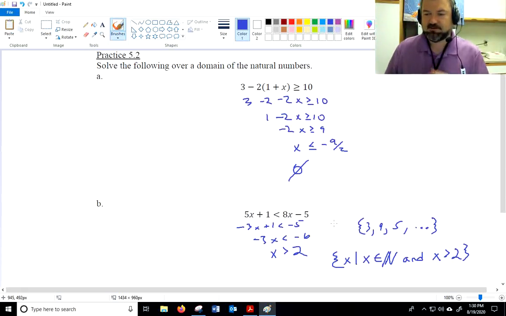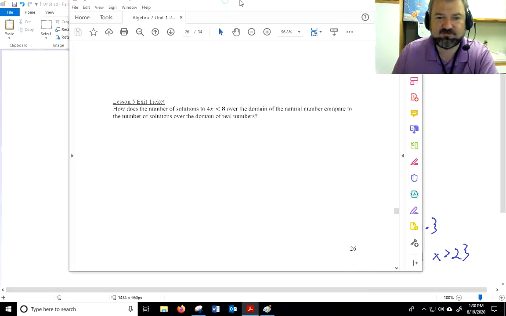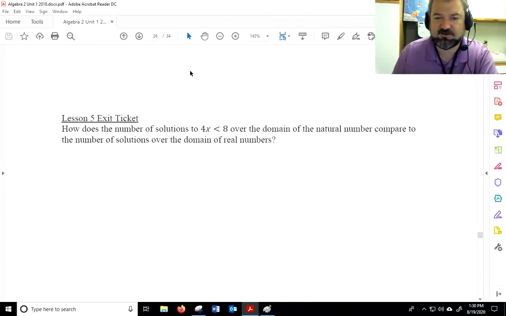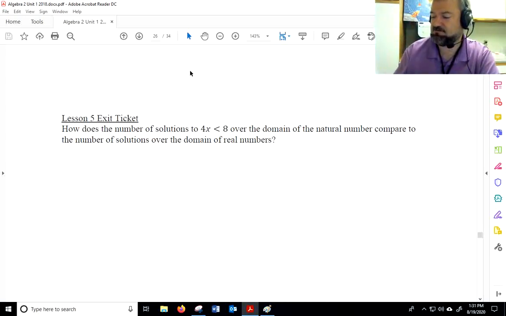All right. Whew. Okay. Your exit ticket today is to describe how the number of solutions of 4x less than 8 over the domain of natural numbers compares to the number of solutions over the domain of real numbers. They are remarkably different, are they not? So think about that, contemplate it, and give me some feedback, and we can talk about it. But until I see you next time on our next lesson, please take care.